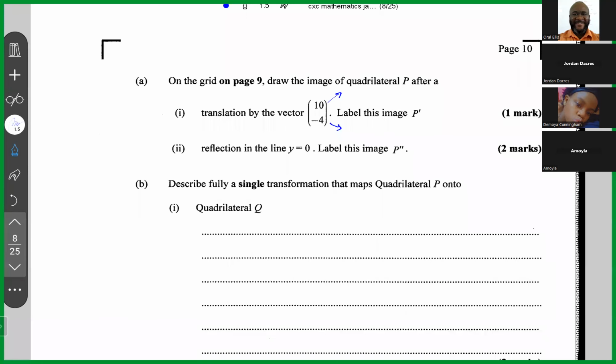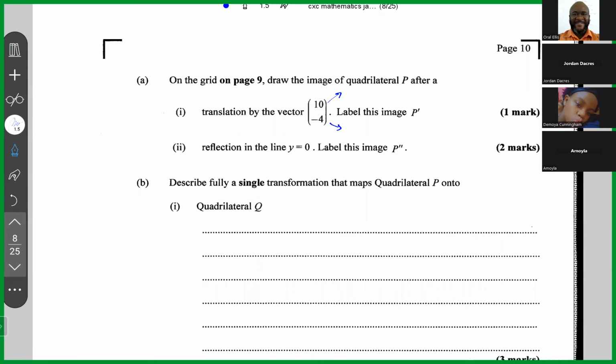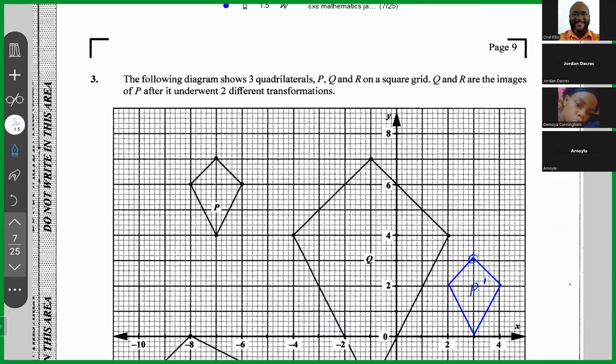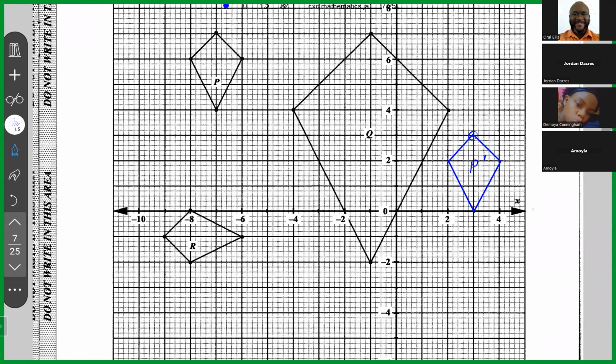Next, we're asked to reflect P. Remember, your starting point is always P. We're asked to reflect P in the line y = 0 and label the image P prime. First we need to identify the line y = 0. Your y lines are horizontal lines, and the x-axis is the line y = 0. So the x-axis is my mirror line, and we're going to reflect P in the x-axis.